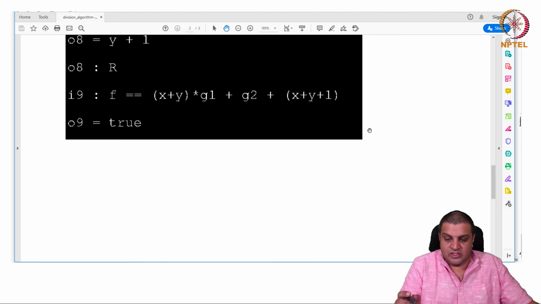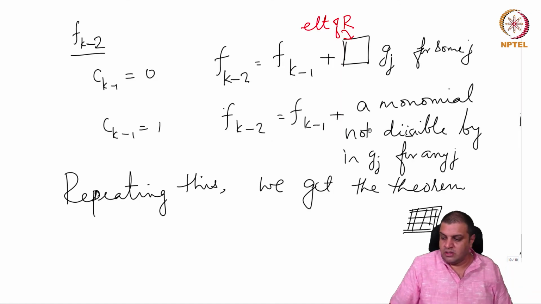And in the next lecture, we will introduce this notion called Gröbner basis and see some basic examples of them.